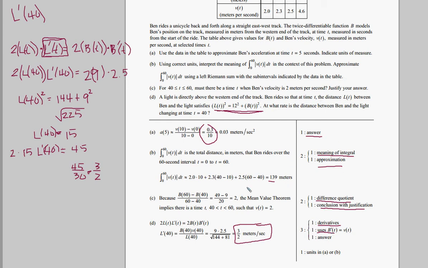That just got you a point. If you realized that b prime of t was 2.5, great. And then you got a point for your answer being 3 halves. And then your last point, notice these all add up to 8.